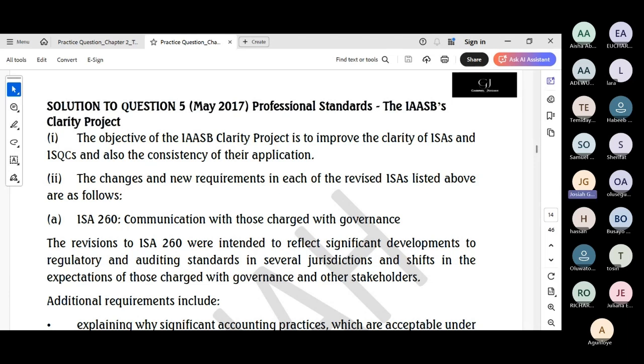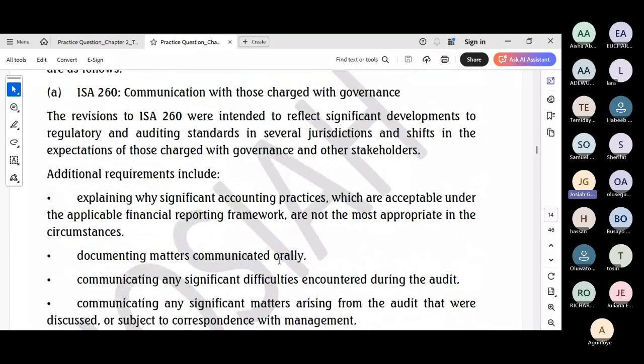The marking guide for this is a 1 mark question, so I don't think I'll even write 2 lines. One straight sentence should do. The objective is just to provide clarity now to ISAs and currently the ISQMs that replace the ISQCs, and also the consistency of the application. So no further elaboration is needed. Don't waste your time on a 1 mark question. I think it's the 14 marks now that matters for those that would attempt this question.